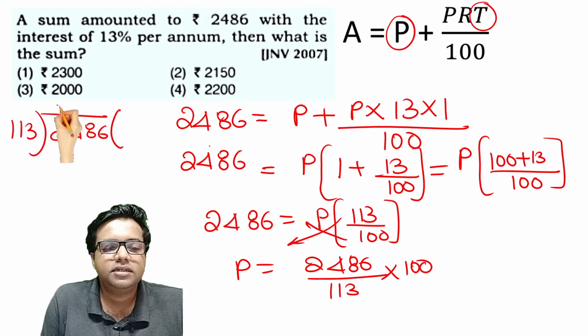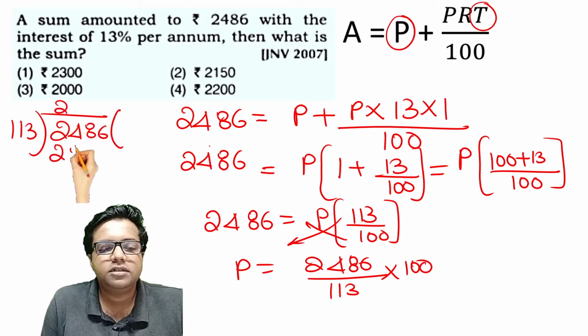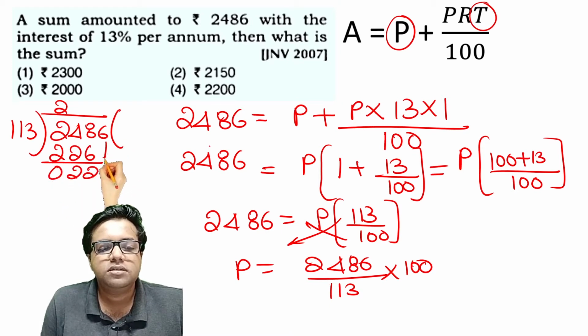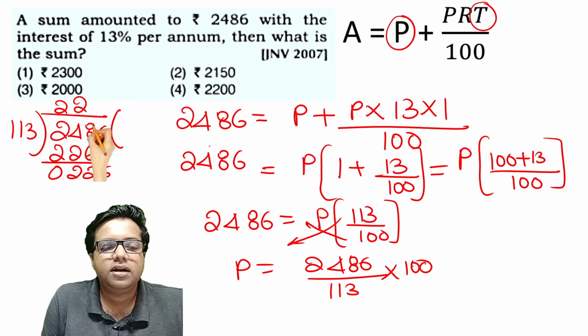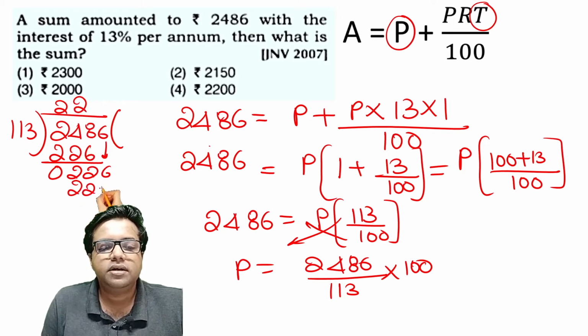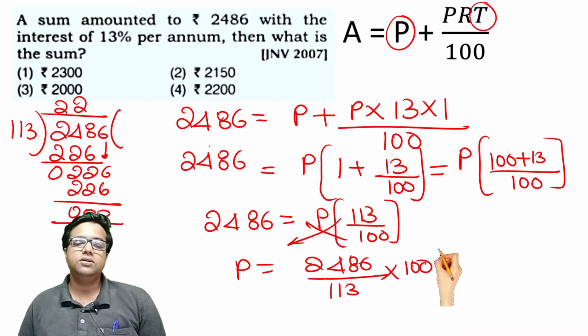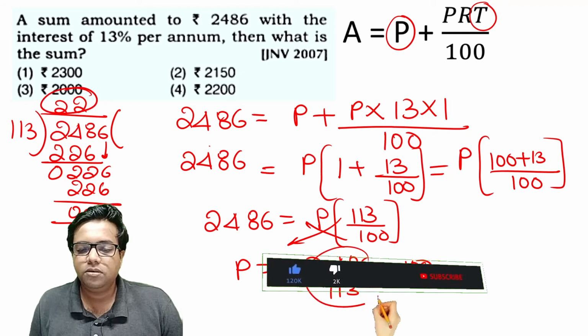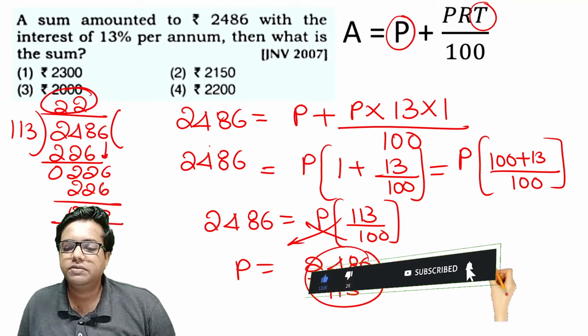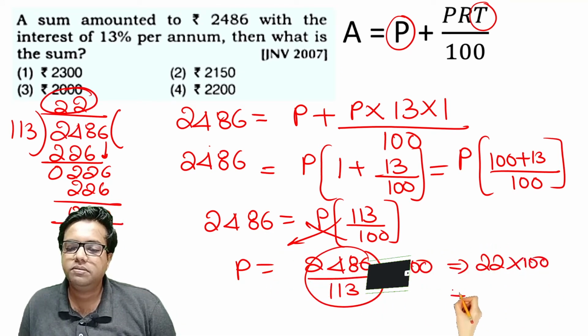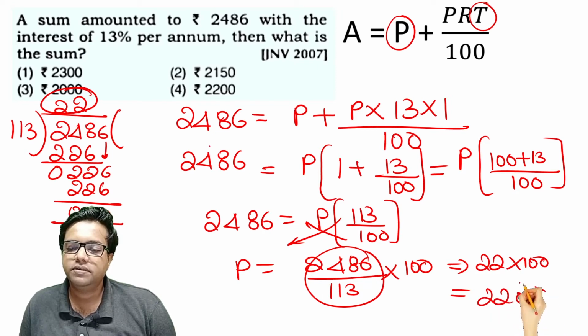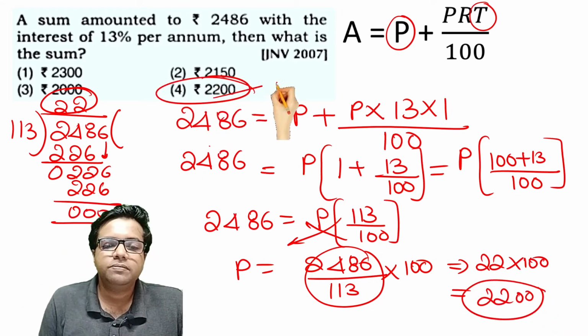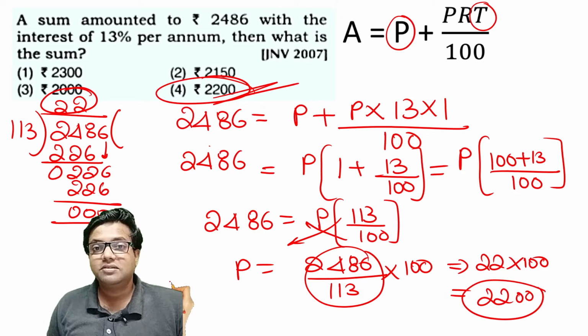So 113 2s is 226, and you will be left with 2 and 2 and 0. 6 will come down. So again 113 into 2 is 226, which will leave you with remainder 0. So therefore 22 is the answer for this whole thing. So this will be equal to 22 into 100, which will give you 2200. So option 4 is the right answer for this question.